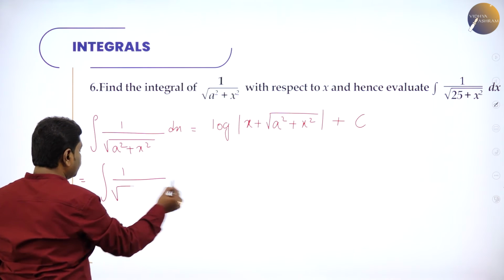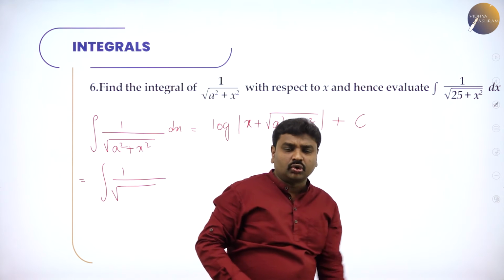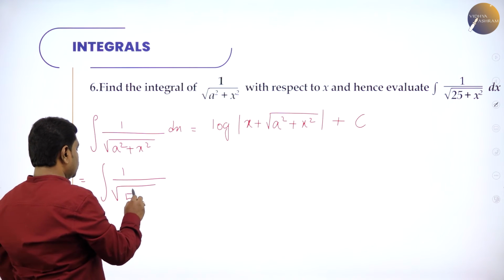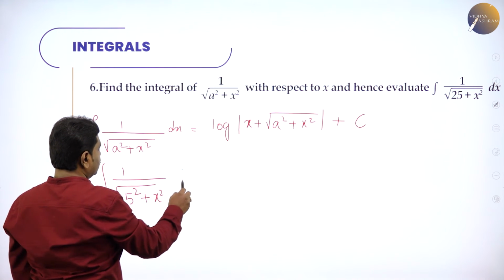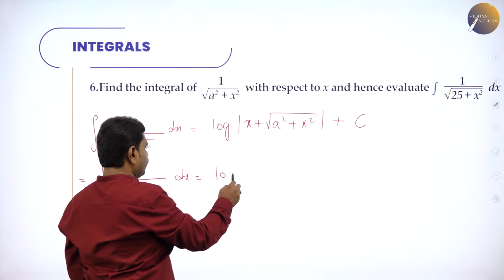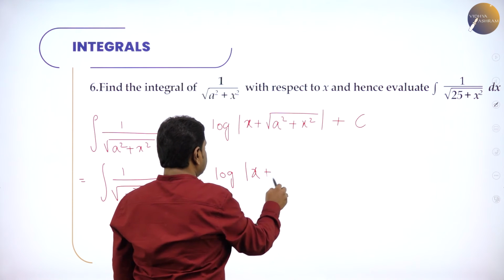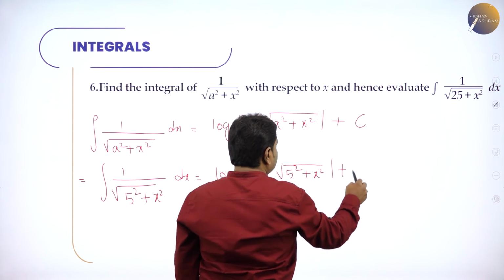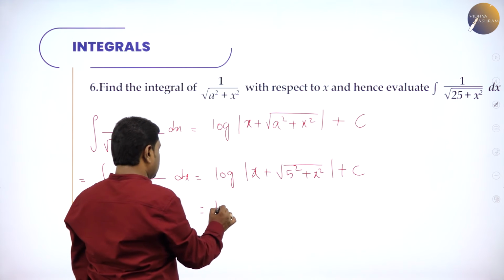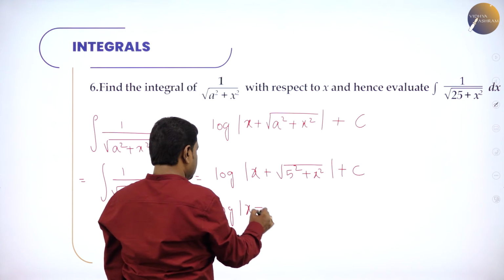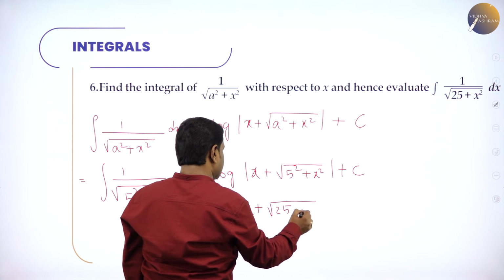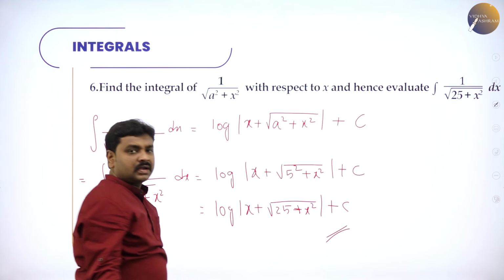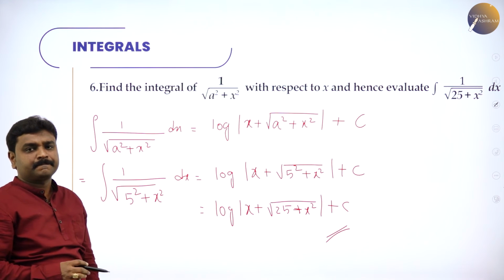Integration of 1 divided by root of, they give 25. 25 can be written as 5 square. So, I'll write it as 5 square plus x square dx. So, now the answer is what? Log of mod of x plus root of 5 square plus x square plus c. That is log of mod of x plus root of 25 plus x square plus c is the answer. That's it. I hope all of you got this.